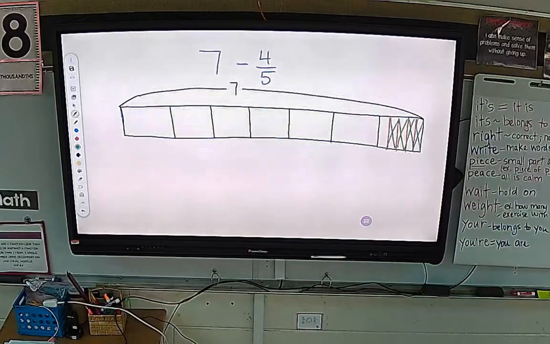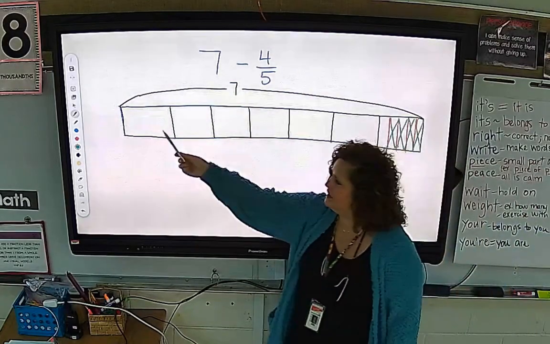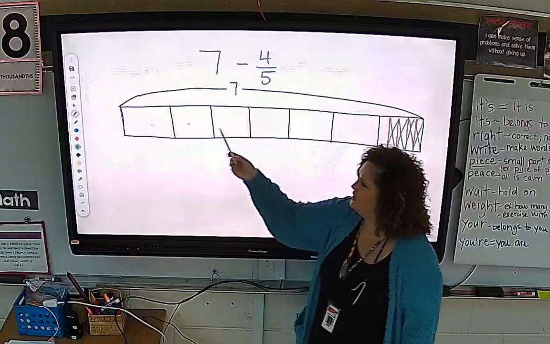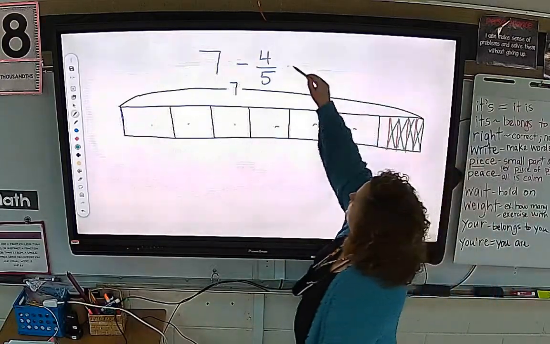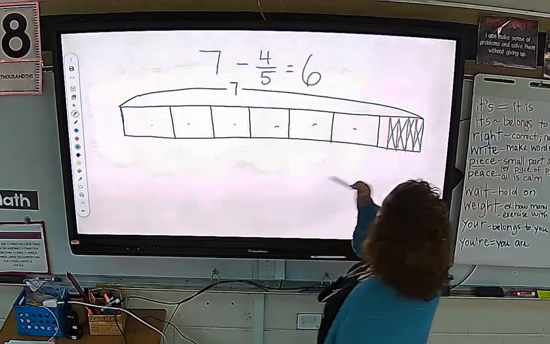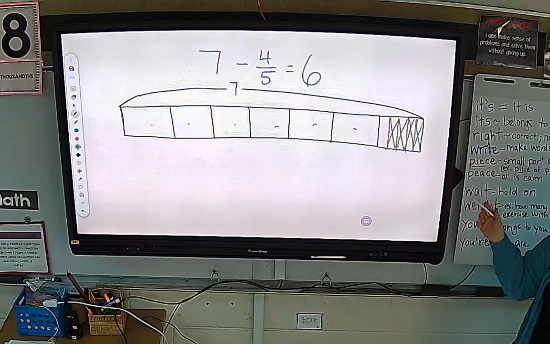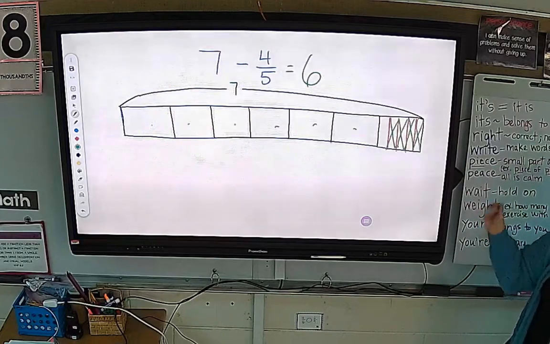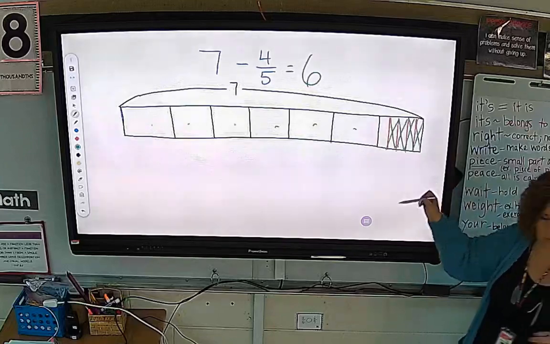Once this becomes easier for you, this is so nice because I look at it, I know my exact answer. How many whole numbers do I have left? Let's count them together. 1, 2, 3, 4, 5, 6. I have 6. That's my whole number. And then how many fifths, Gage, do I have left? These are my fifths. That's what I cut into fifths. How many is left? Just 1.